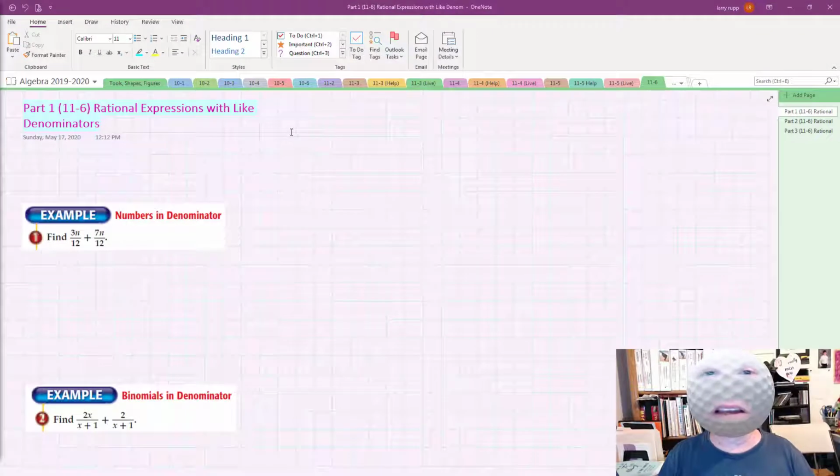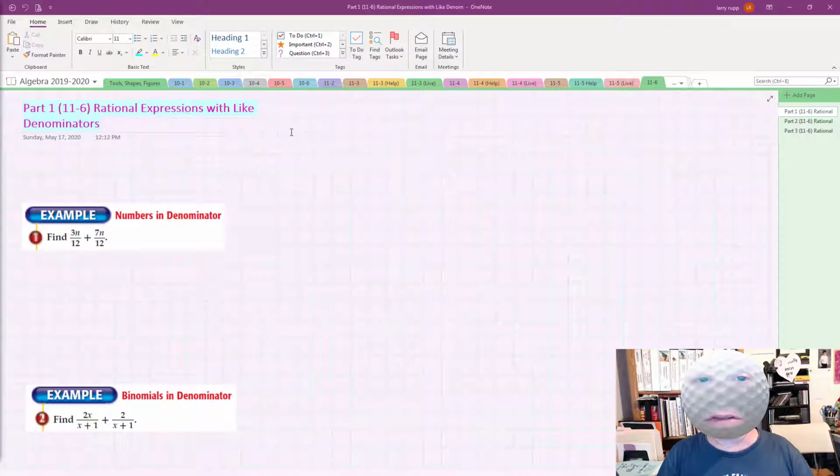This is Mr. Rupp as Golf Ball Head, and today we're talking about Algebra 11-6, rational expressions with like denominators. Not too terribly difficult, so don't freak out, and Mr. Golf Ball Head and I will help guide you through. Okay, let's start.